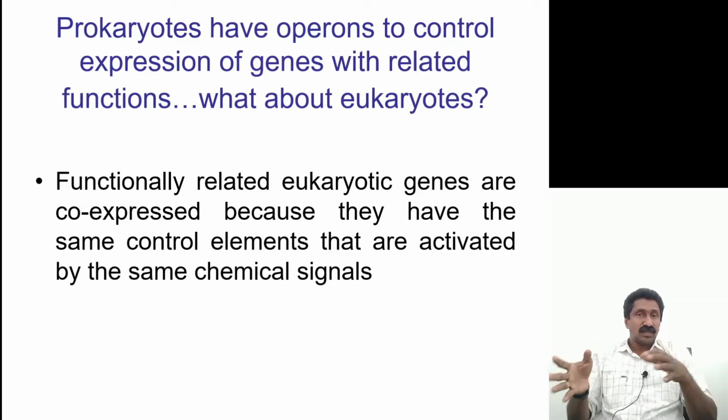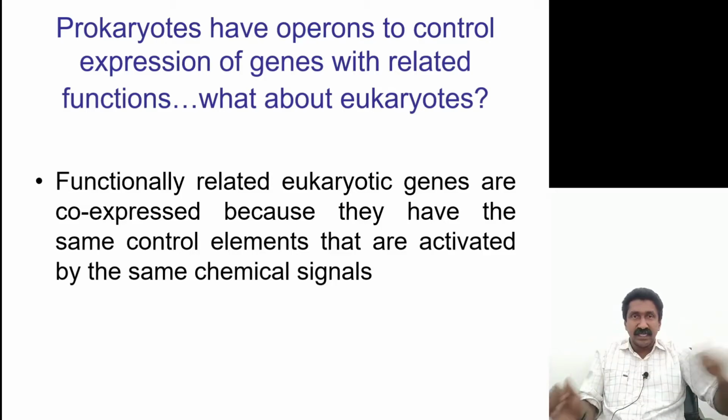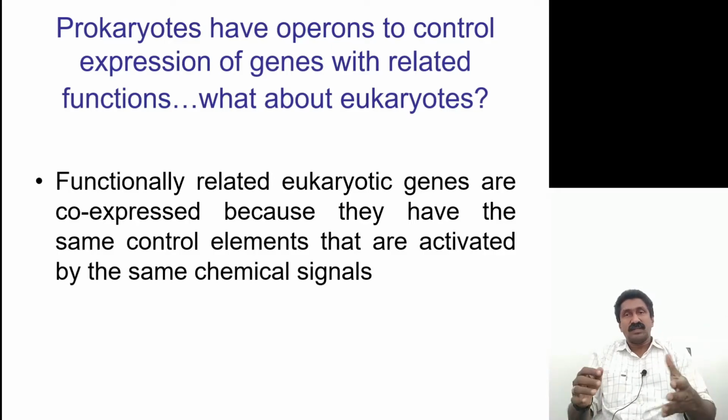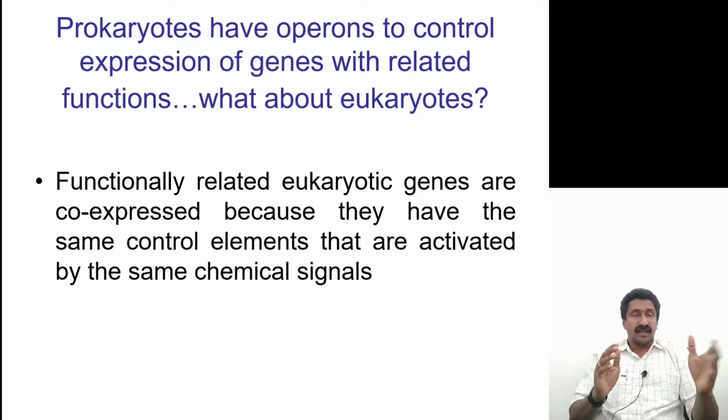So it is not the concept of the operon, which is simultaneously coded as a single mRNA transcript. The regulatory element may be the same, but they are actually coded and spliced separately in case of eukaryotes. So it is not an operon, but such eukaryotic genes which need to be co-expressed were placed under the control of the same regulatory element, and they will be independently transcribed.